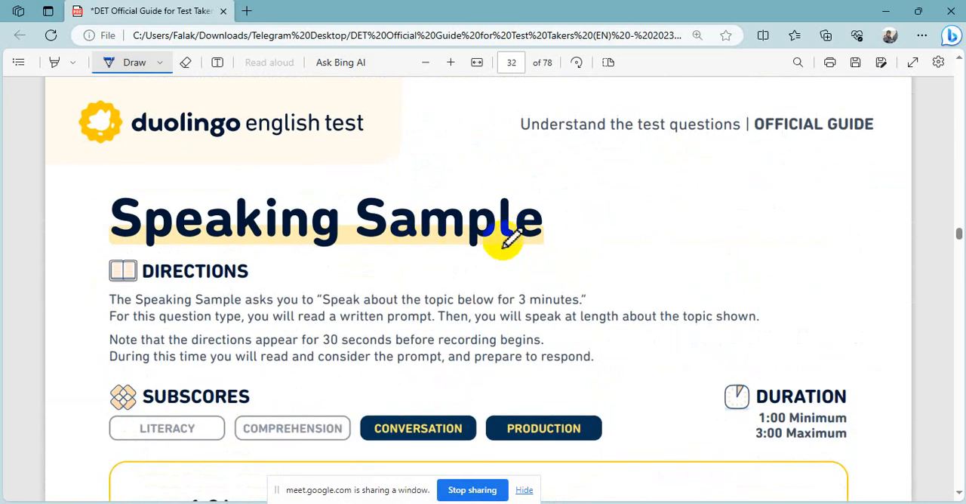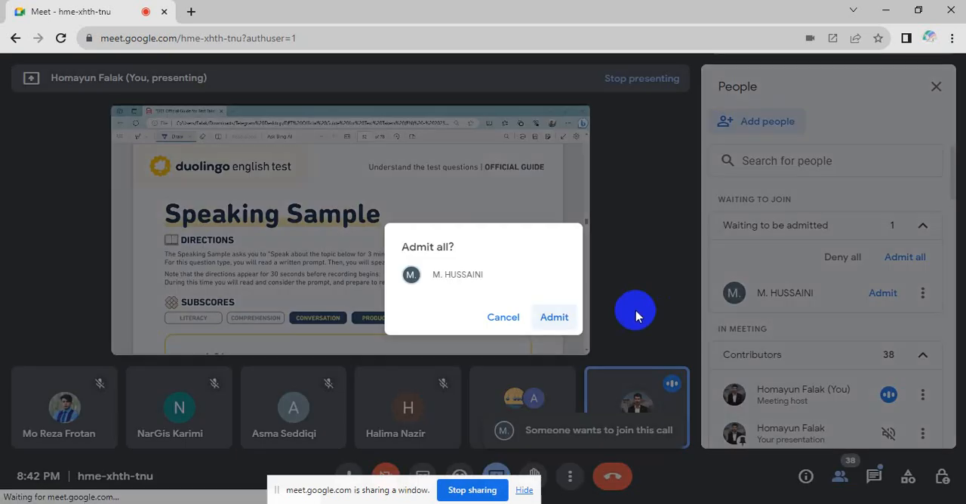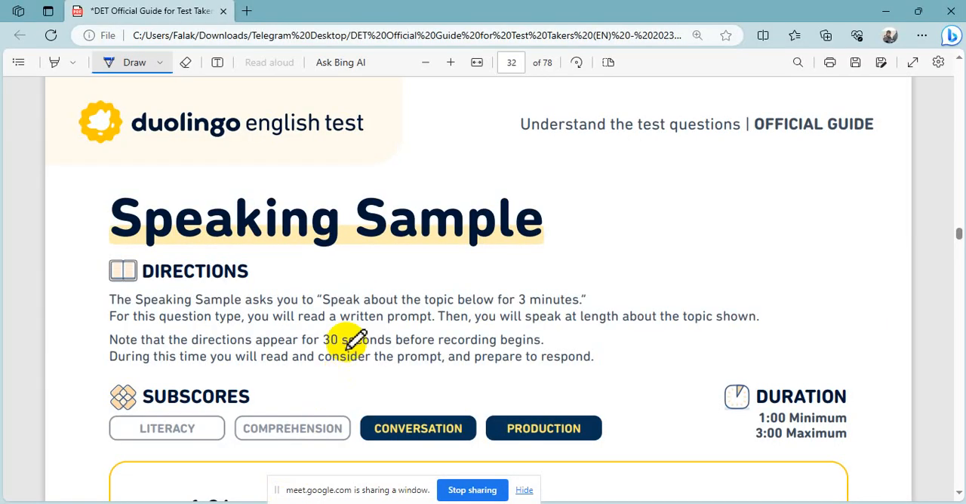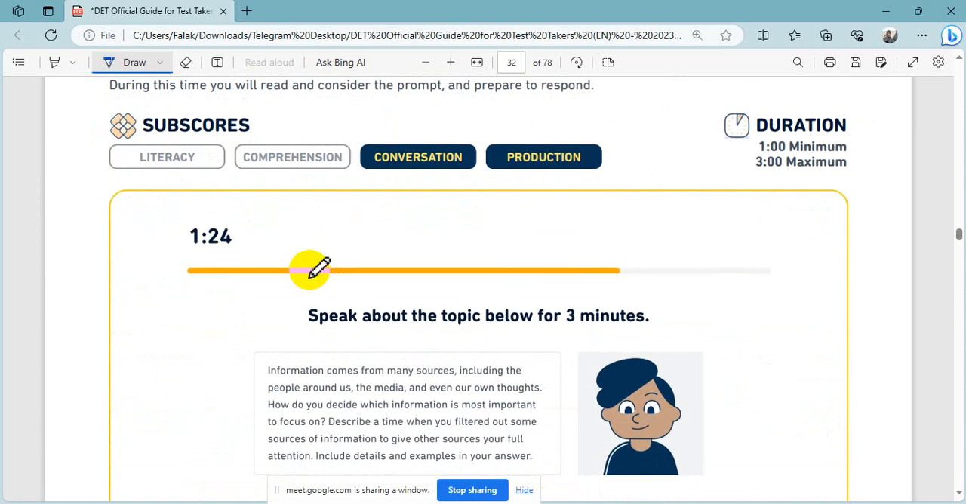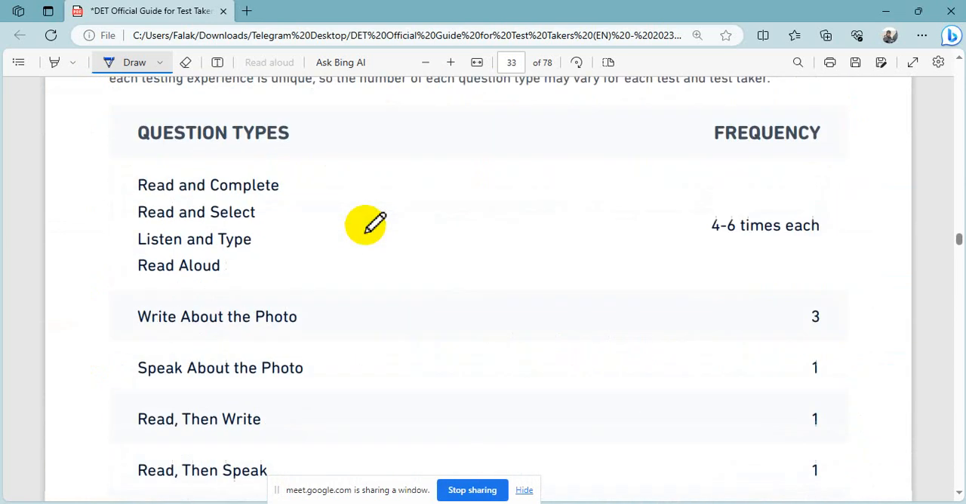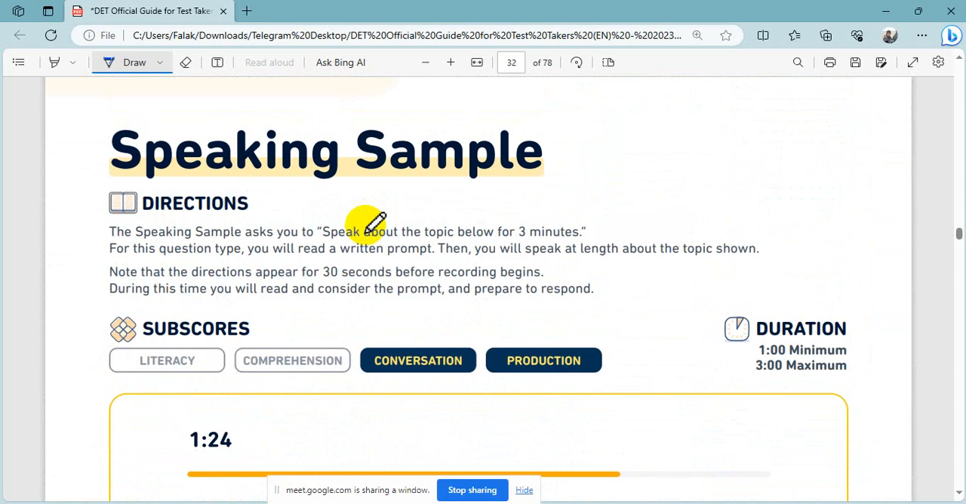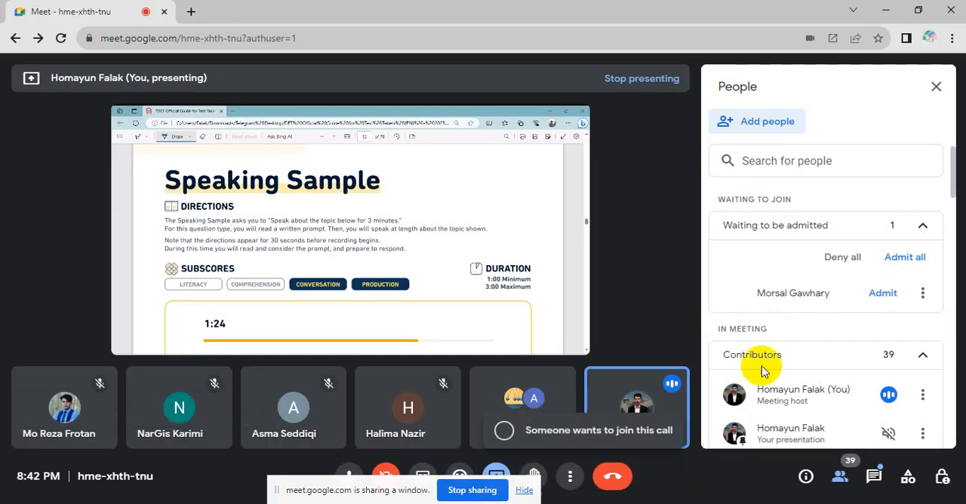So the most important thing that we have for this session is the speaking sample that we are going to talk about. What are you required to do on the speaking sample, and how should you, for example, organize your speaking? This is the last question type that you have on the real test day. The speaking sample asks you to speak about the topic below for 3 minutes. So they give you a topic and you're supposed to talk about that topic for 3 minutes. And that's it.